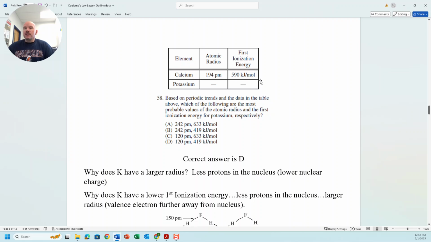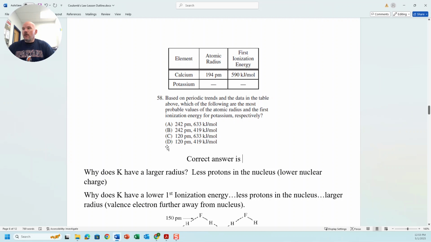So here, it's just kind of knowing the trends. We don't really need to know why the trend is what it is, but calcium and potassium are in the same row, but potassium is the furthest one to the left, right? It's in group 1. So we should expect potassium to have a greater radius than calcium. So we know it's not choice D. We know that it's either got to be A or B, right? It has to have a greater radius than calcium.